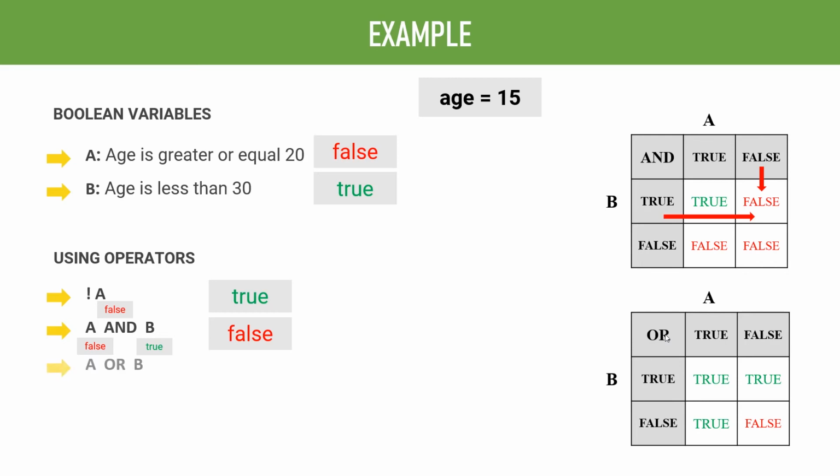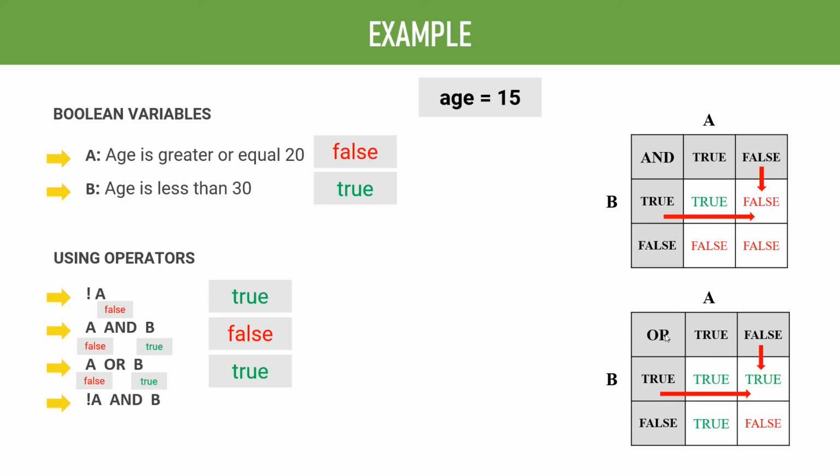Now we have A OR B. And so let's check the truth table. In this case, we actually get true. This shows that it's enough for one variable to be true for the whole expression to be true as well. Okay?